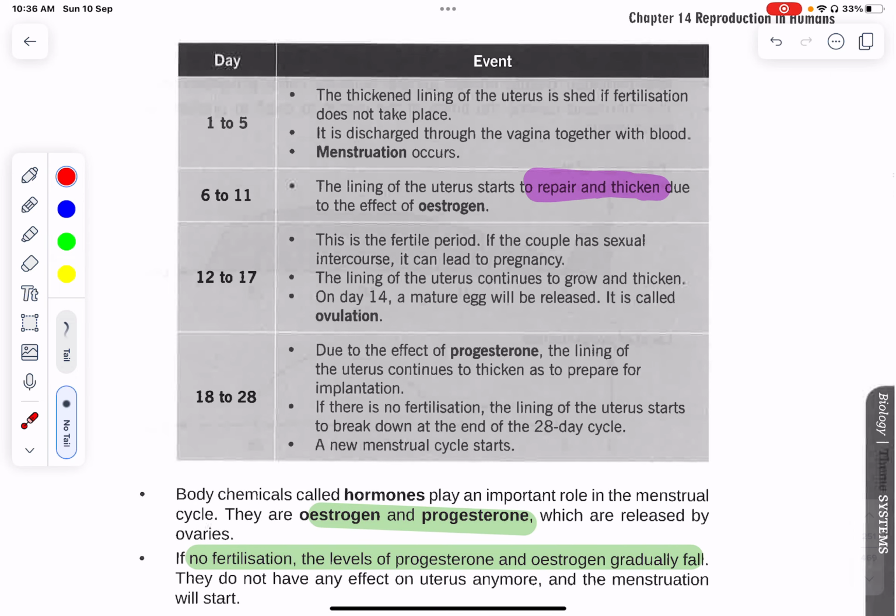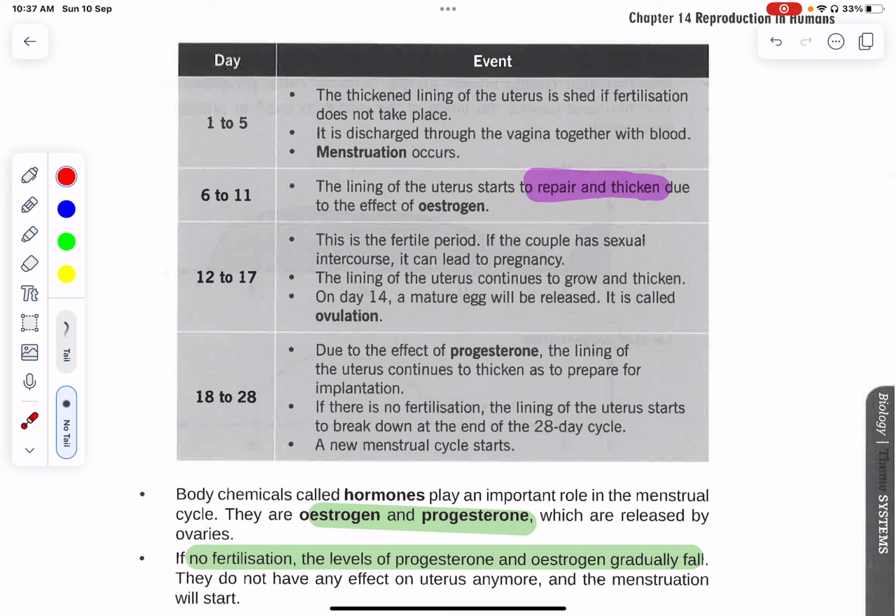So in a nutshell, for the first 5 days, we will see the thickening. The first day is when you see the first sign of blood bleeding. So on the first 5 days, the thickened lining of the uterus tends to shed if fertilization does not occur. And this discharge will be through the vagina with the blood, and therefore that's the indication of the start of the menstrual cycle.